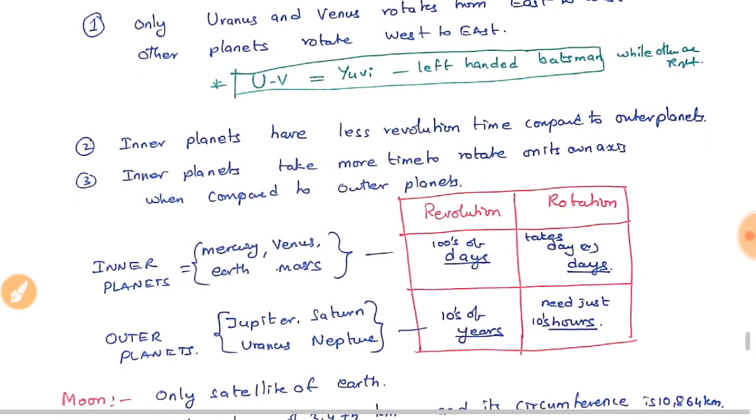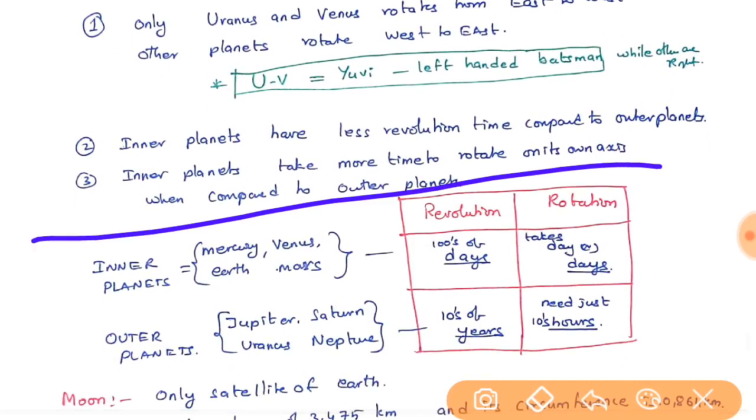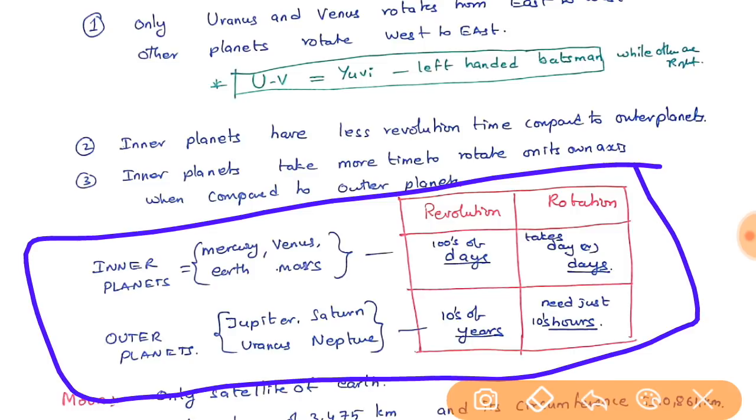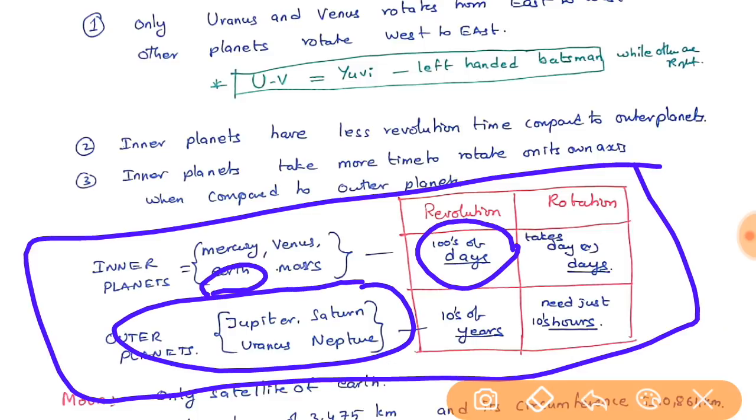If we compare revolution and rotation here, if you take Earth, friends, the revolution takes hundreds of days. For Earth it takes 365 days, friends. But for Jupiter, for outer planets, it takes around tens of years, 10 years, 20 years, 30 years, some tens of years. It takes tens of years, friends.